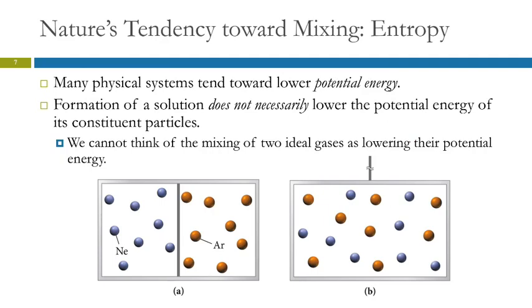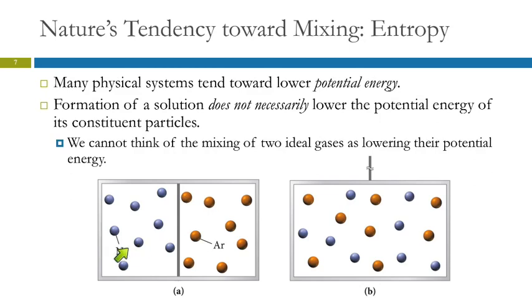So many physical systems tend towards lower potential energy. Lowering energy drives many of the processes. When you form a solution, it doesn't necessarily lower the energy. So if we look at a container with neon gas in one compartment and argon gas in the other compartment, and we've got a barrier here, and we remove the barrier, what's going to happen?